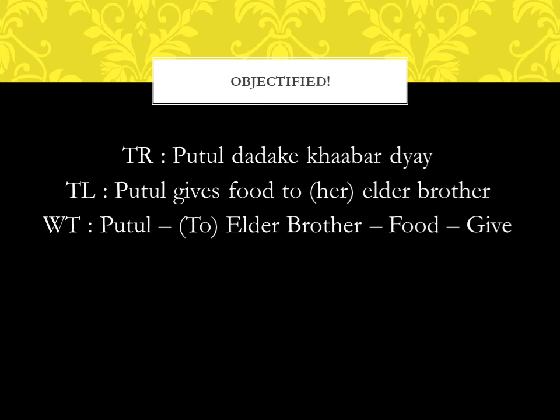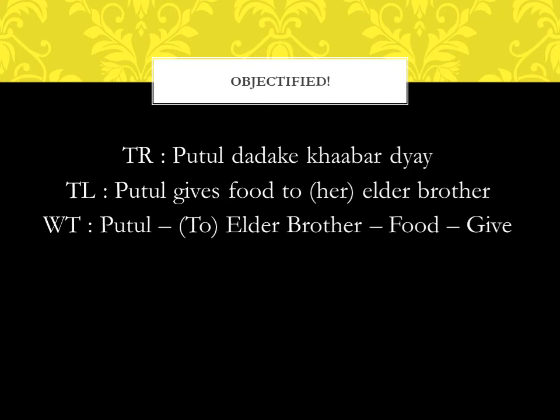To whom does she give food? Her elder brother. The word for elder brother is dada. Now, since this is a person, we will add k to dada to make it into the objective form. So, "Putul dada ke khabar dey." Notice that the subject is at the beginning, the verb is at the end, and both the objects are in the middle. Note that the personal object comes before the impersonal object. Hence, dada ke comes before khabar, and this word order is followed in all sentences.